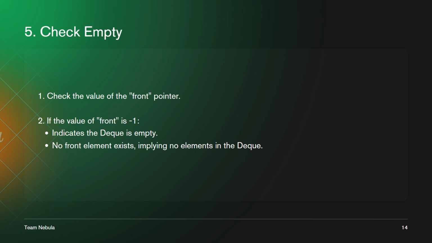Let's discuss the check empty operation of our circular array-based dequeue. The purpose of this operation is to check whether the dequeue is empty or not. We can achieve this by examining the value of the front pointer. So here is how the operation works. We check the value of the front pointer. If the value of front is -1, it indicates that the dequeue is empty because there are no elements in the dequeue. In other words, when front is -1, there is no front element, and hence there are no elements at all.